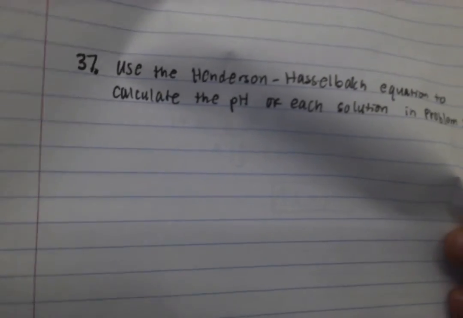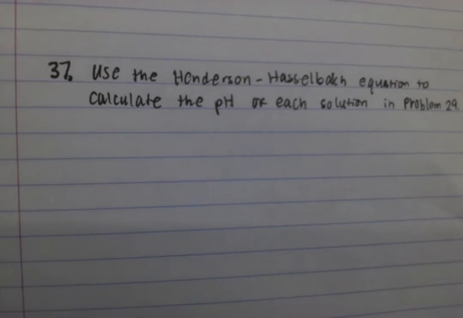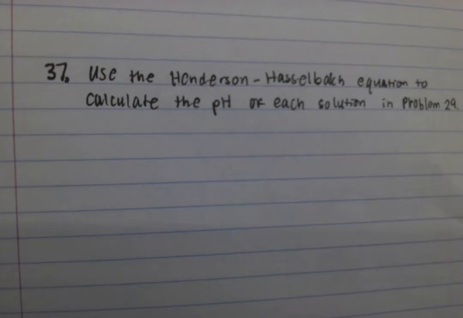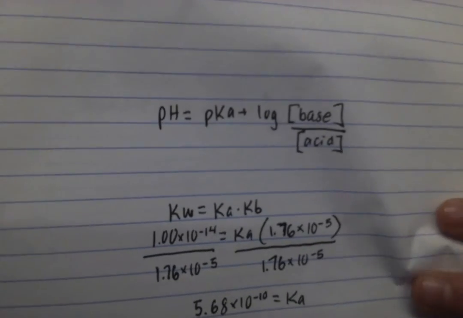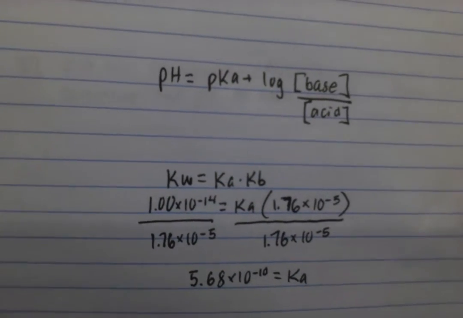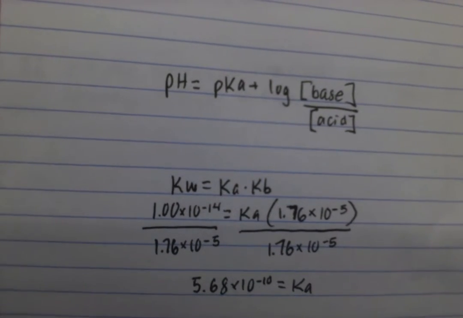Problem 37 says, use the Henderson-Hasselbalch equation to calculate the pH of each solution in problem 29. The Henderson-Hasselbalch equation is pH equals pKa plus log of base over acid. First, we have to find the pKa.